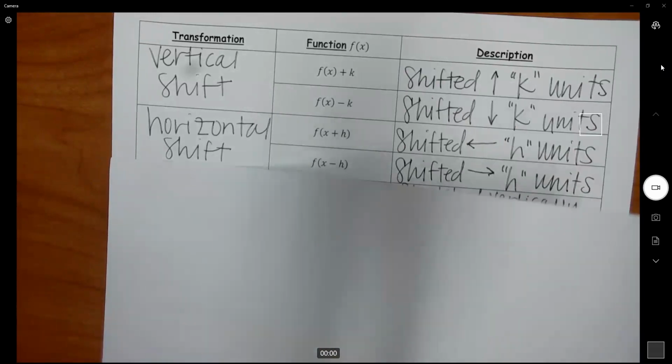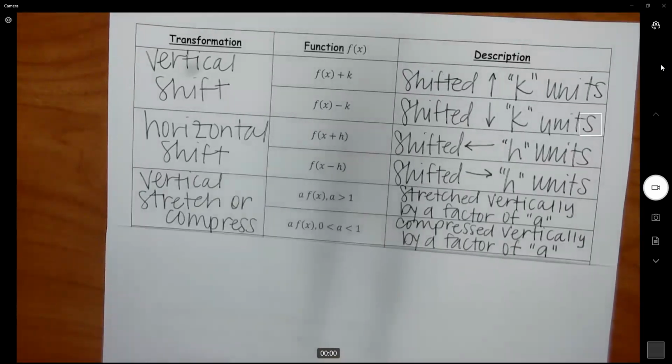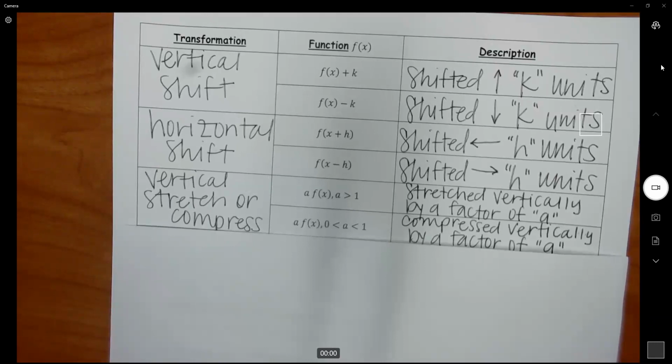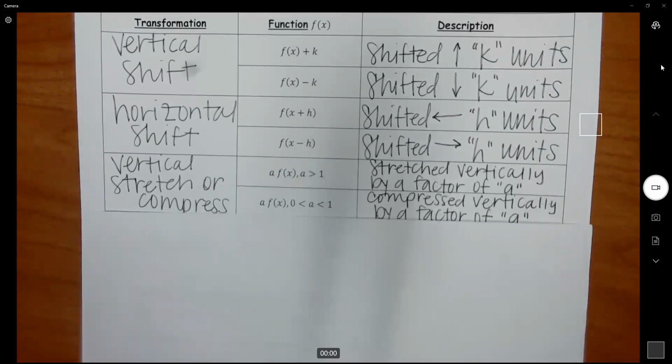On the Explore activity, numbers 5 and 6 had to do with vertical stretches and compresses. When you are vertically stretching or compressing, a lot of times we will use fatter and skinnier, and that's not really the case. Bad planning on my part, but I meant to have a demonstration ready for you. That didn't happen. But it's not getting fatter and skinnier. It's getting smushed together, compressed, or it's getting stretched out, but the width of it does not change.